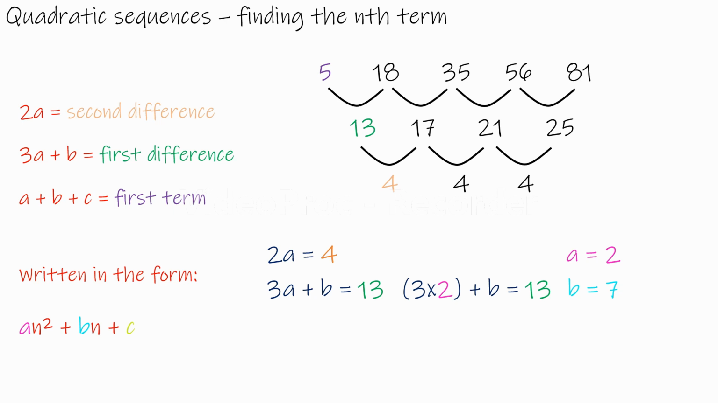Finally, a plus b plus c is that first term, in this case the 5. Therefore, we know that 2 plus 7 plus c equals 5. 2 add 7 is 9. 5 take away 9 is minus 4, leaving c as minus 4. Simply write this in this form an squared plus bn plus c. So we should get 2n squared plus 7n minus 4.